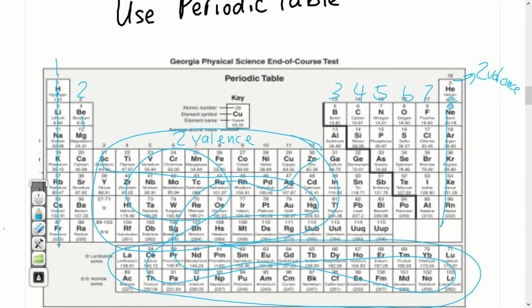1 valence, 2 valence, 2 valence, all around here that I'm coloring in. 2 valence, 3, 4, 5, 6, 7, 8. Okay, so that's how we can identify the number of valence electrons.